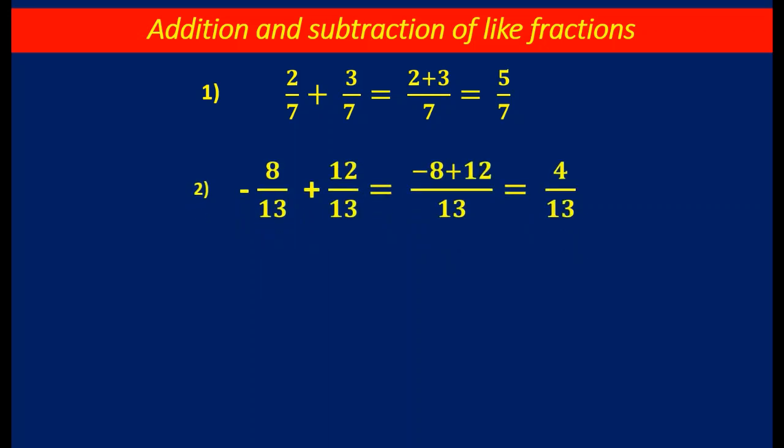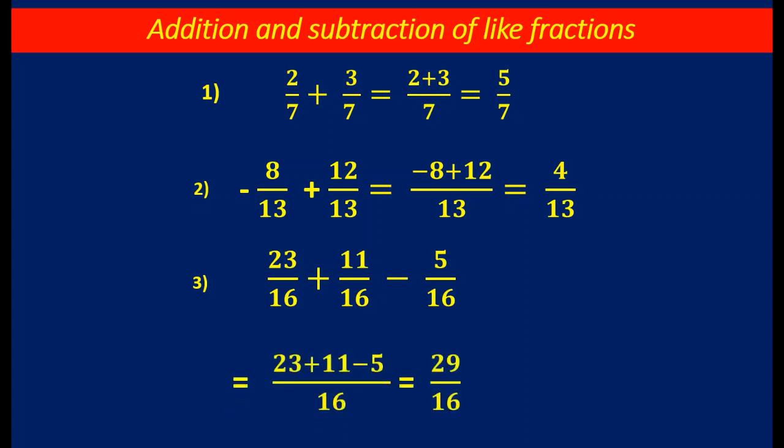Here minus 8 by 13 plus 12 by 13 is equal to minus 8 plus 12 by 13, which is equal to 4 by 13. The same procedure we follow even for subtracting. Let's have one more example. 23 by 16 plus 11 by 16 minus 5 by 16 gives us 23 plus 11 minus 5 by 16, which is equal to 29 by 16. We simplify only the numerators.